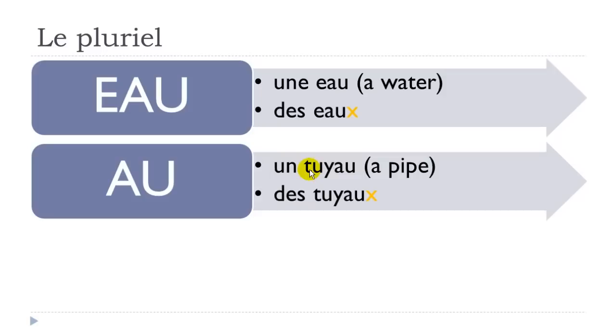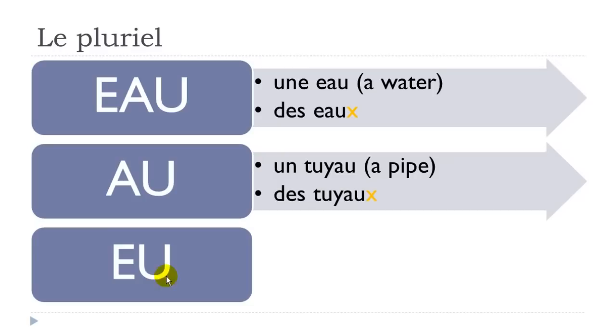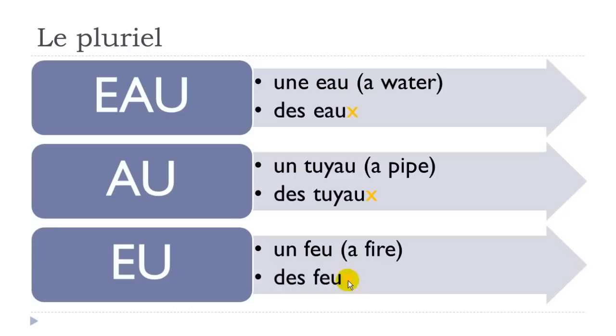And then the last group is the words ending with e, u. So let's take one example: un feu, and basically the same rule. You don't put s, but you put x instead, and then you don't pronounce it. Des feux. Un feu, des feux.